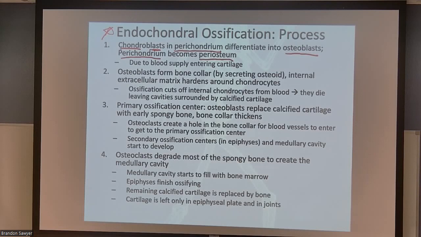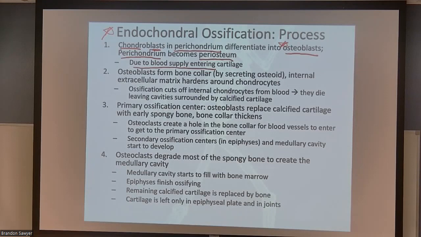So first of all, we switch over the perichondrium to the periosteum, and some of those cartilage cells turn into bone cells. Okay, and this all happens due to blood supply entering the cartilage. Remember, cartilage has no blood supply at all. It's avascular, but there are hormonal and other processes that lead to blood vessels entering that cartilage bone, and that kicks off all these changes.